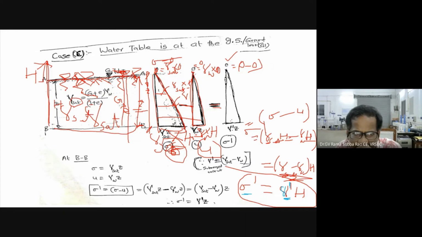The reason is, once the water table is rising and touching the ground level, one can easily understand that the ground is submerged. That's why you see the submerged unit weight in effective stress. So that's why I'm trying to say that the soil is not only saturated, in fact, it is submerged. That's why the original stress acting on the soil mass is effective stress, not the total stress.